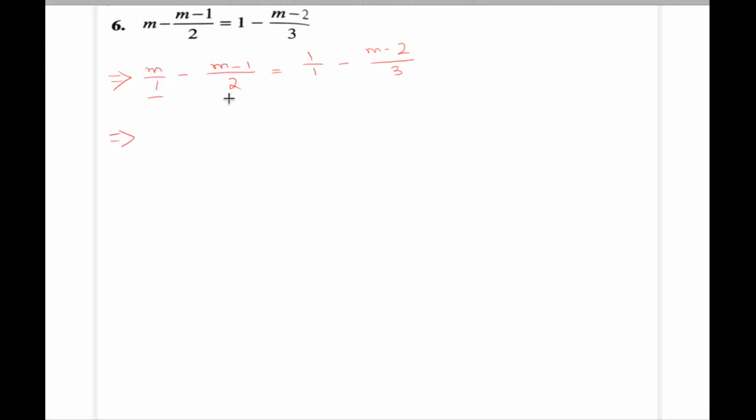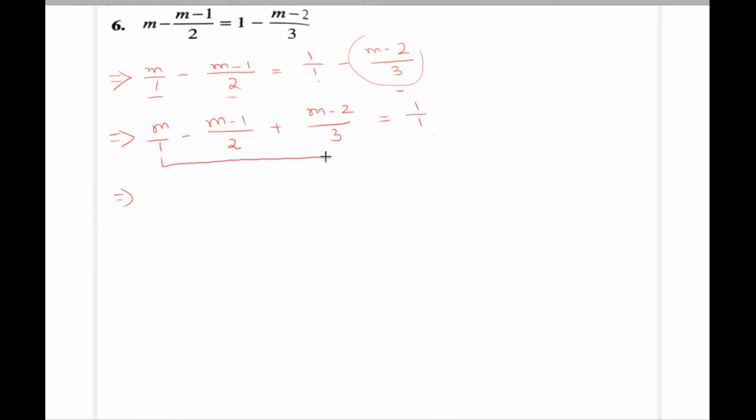In the second term also variable is there. Here it is only a number. In this term variable is there. So first we will bring all the variables together. So we will write m by 1 minus (m minus 1) by 2 and this is minus (m minus 2) by 3, so we will write plus (m minus 2) by 3 equals to 1 by 1, or simply we can write 1 also. Okay.